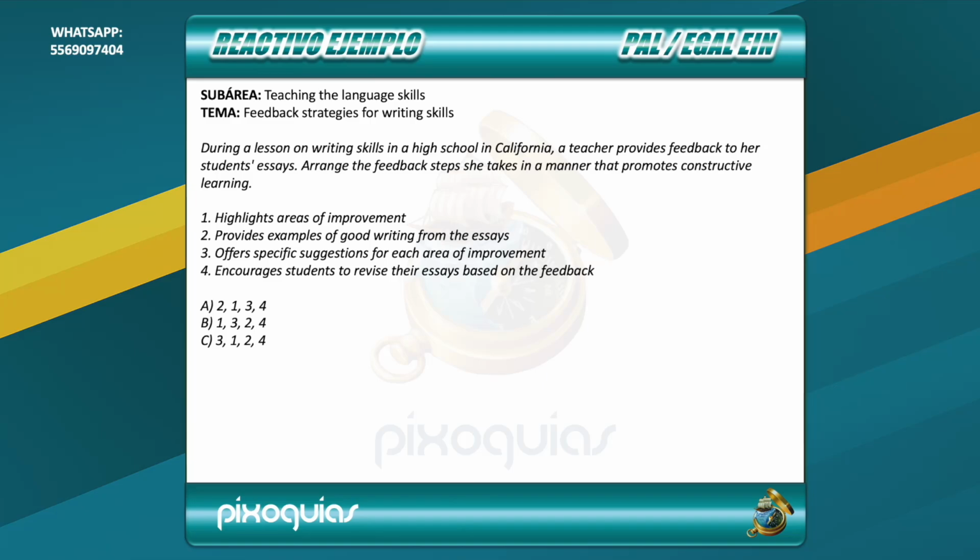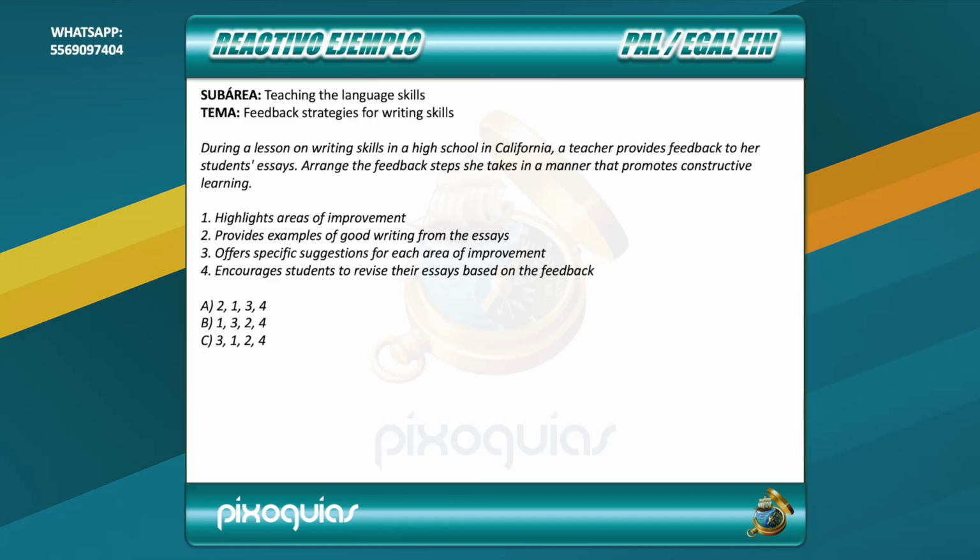Option A. 2, 1, 3, 4. Option B. 1, 3, 2, 4. Option C. 3, 1, 2, 4. And option D. 4, 3, 2, 1. The correct answer is A.